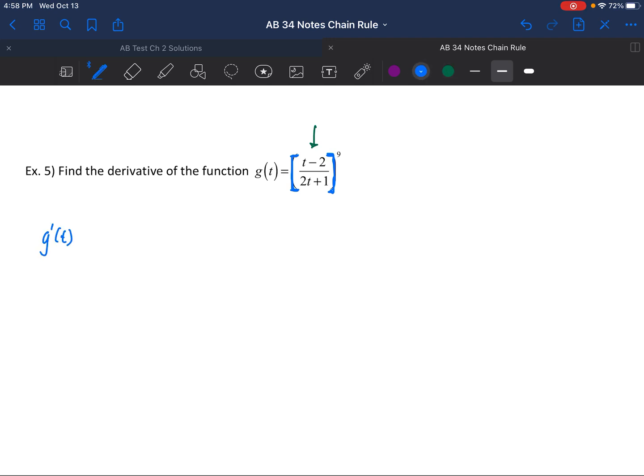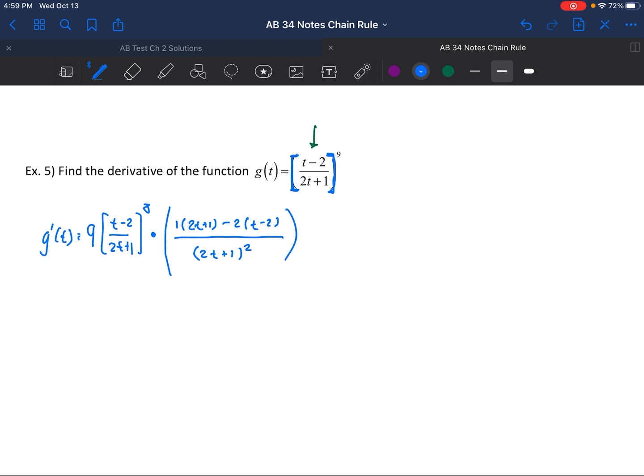G prime of t, derivative of the outside, 9. I'm going to keep the inside, t minus 2 over 2t plus 1. Subtract 1 from the exponent, we have 8. Multiplied by the derivative of the inside, I'm going to apply the quotient rule. The quotient rule, derivative of the top, it's going to be 1, multiplied by the bottom, 2t plus 1. Subtract the derivative of the bottom, 2 multiplied by the top, t minus 2, all over the bottom squared, 2t plus 1 quantity squared.